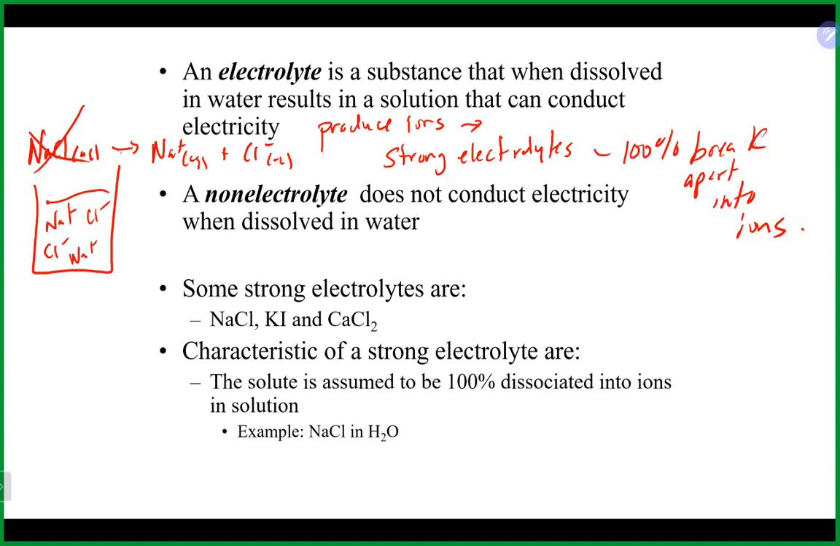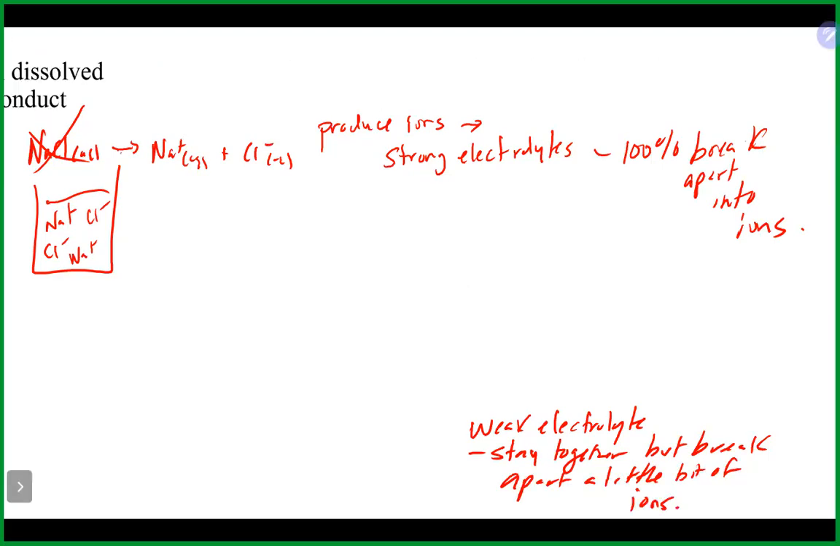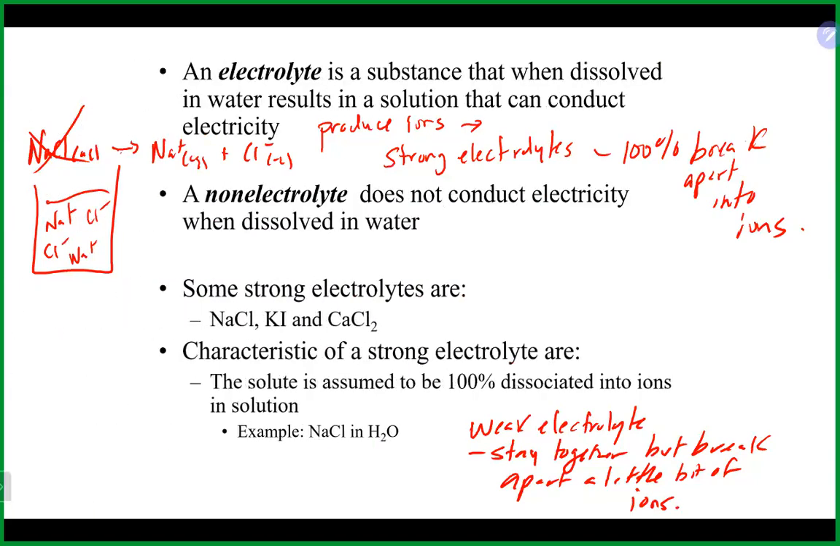There's also weak electrolytes. And weak electrolytes will actually stay together mainly, but break apart a little into ions. All right, so as I was saying, weak electrolytes will basically stay together. They will, though, break apart a little bit into ions.